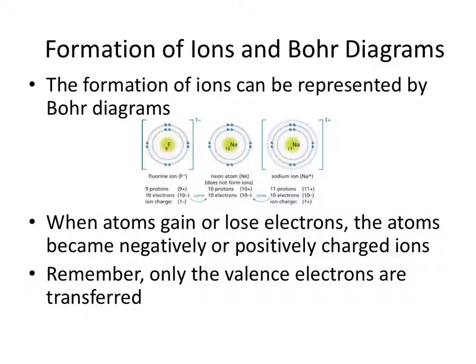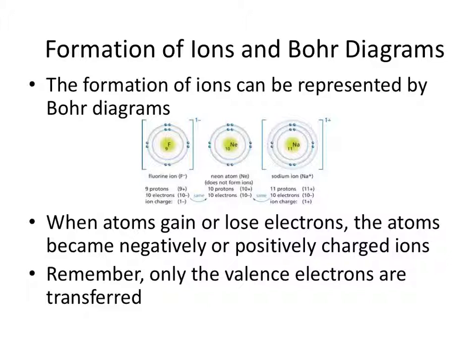Bohr diagrams can be used to represent the formation of ions. Remember, ions are formed because elements other than noble gases tend to gain or lose electrons so that they can look like the nearest noble gas. So we can use brackets to represent an ion, and what we need to understand is how many electrons an atom may gain or lose to look like its nearest noble gas.